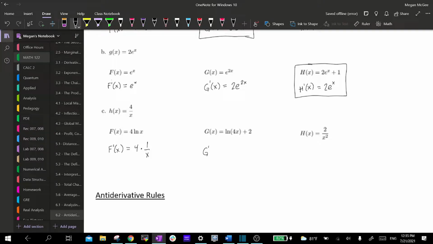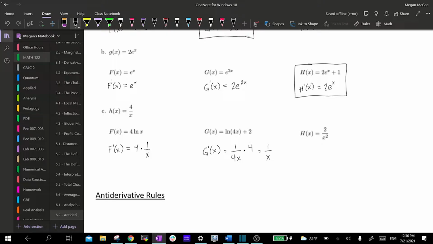So let's look at g prime of x. We have the natural log of 4x. So this is going to be a chain rule, right? So we need 1 over 4x, so that's the derivative of the outside function, times the derivative of the inside function. So the derivative of 4x is just 4. And then the derivative of 2 is just a constant, so that gives us 0. So our 4's end up canceling out, and we just get 1 over x.